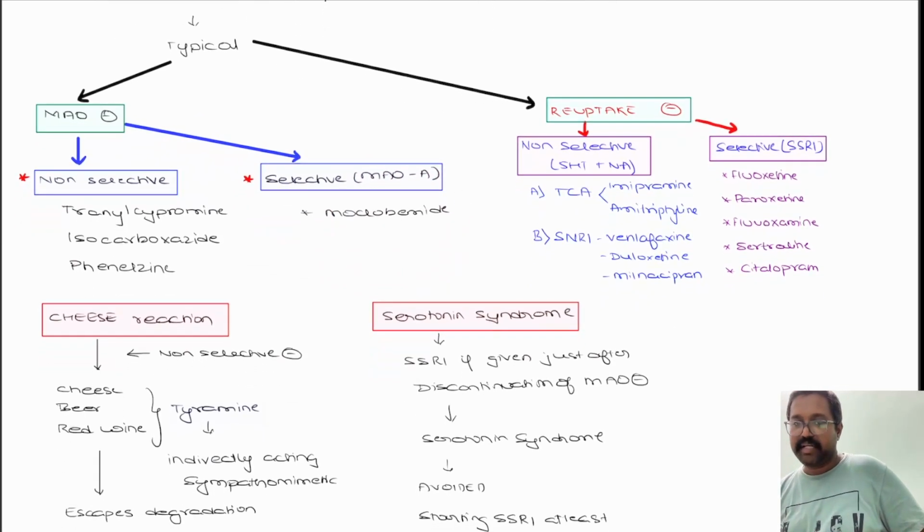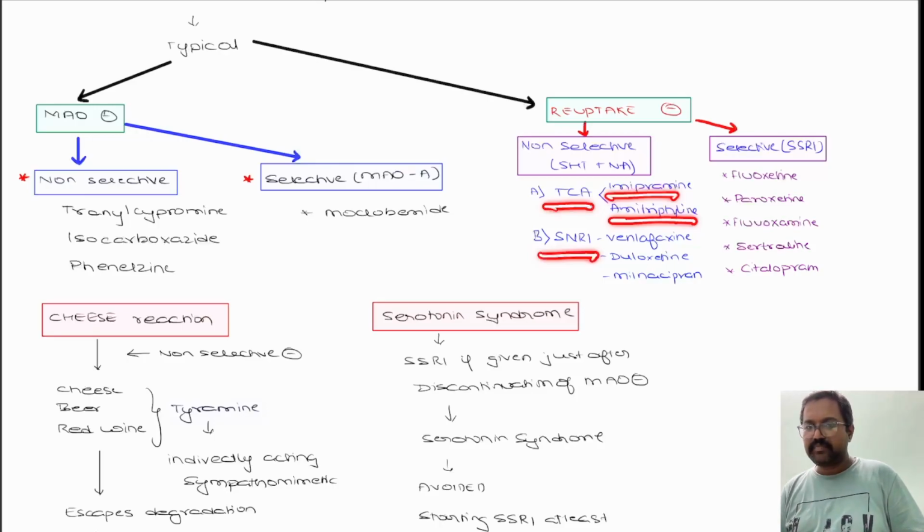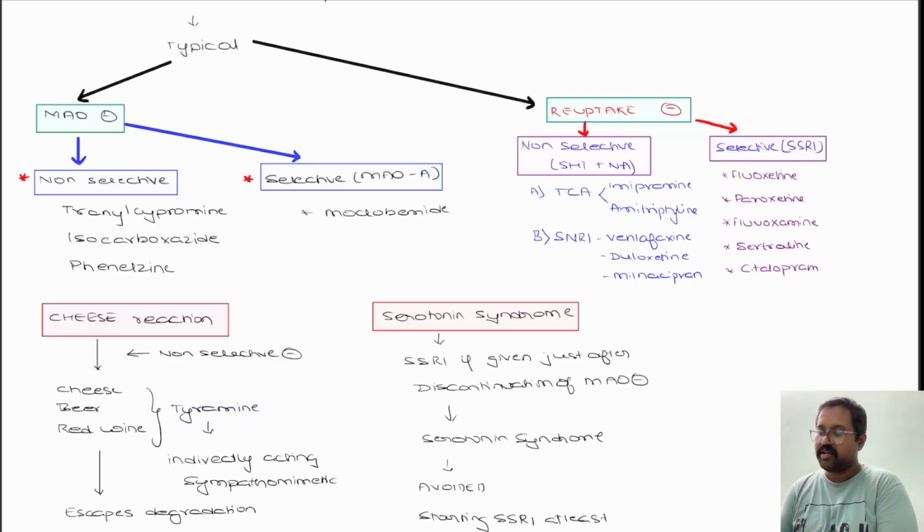Under reuptake inhibitors we have two kinds, non-selective and selective. Non-selective is where both 5-HT and noradrenaline reuptake are inhibited. We have a very important drug class, the tricyclic antidepressants: imipramine and amitriptyline. We have SNRIs: venlafaxine, duloxetine and milnacipran. Under selective, that is SSRIs, selective serotonin reuptake inhibitors, we have fluoxetine, paroxetine, fluvoxamine, sertraline and citalopram.